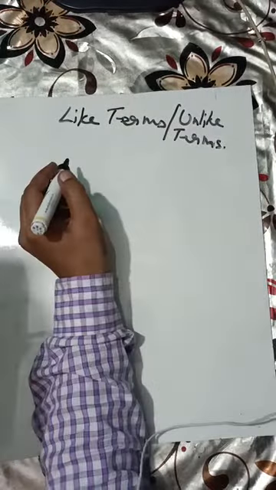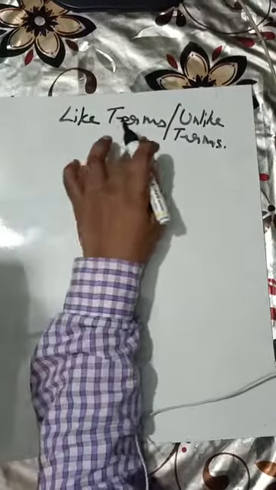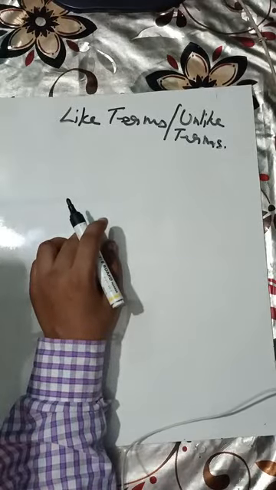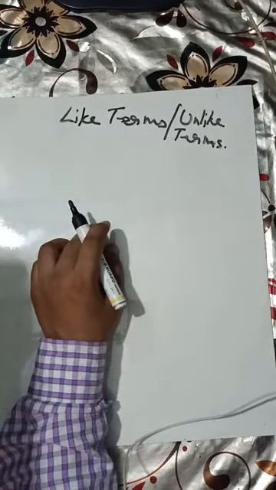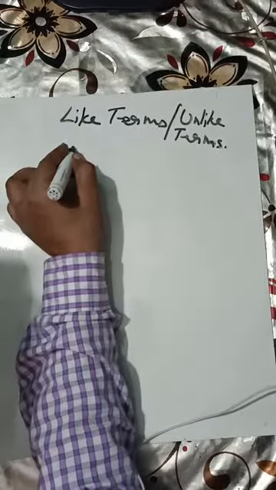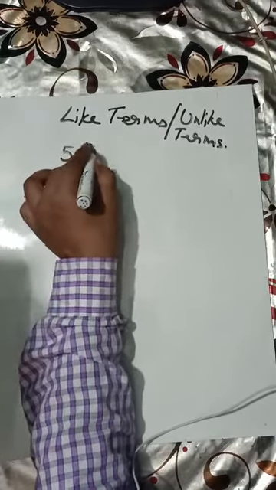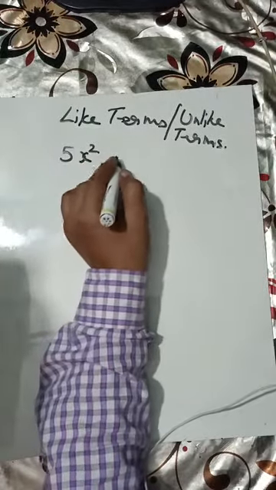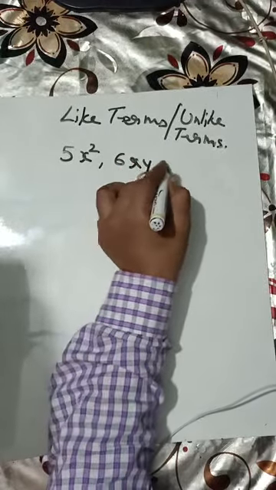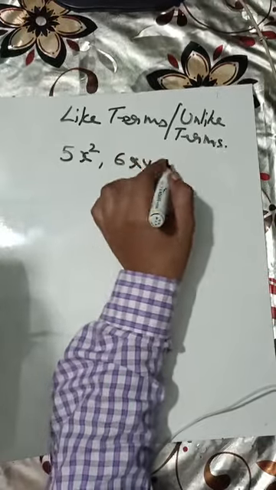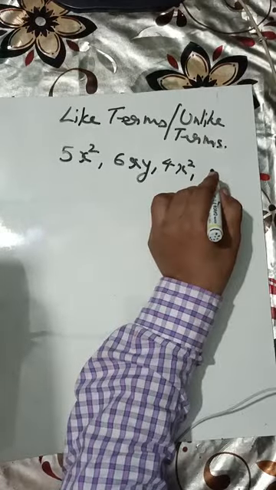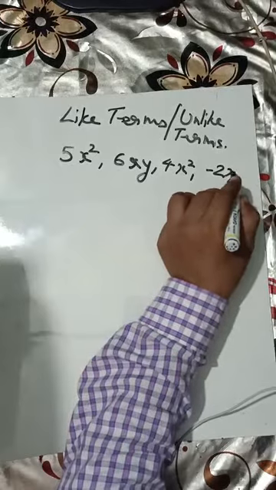Now, like terms and unlike terms. See, these like terms and unlike terms basically deal with the variables. Means when we are talking about like terms, we only look for the variables in the term. Let us take one example here. Let us take one term here, 5x square. Another term, 6xy, then 4x square, and minus 2xy.